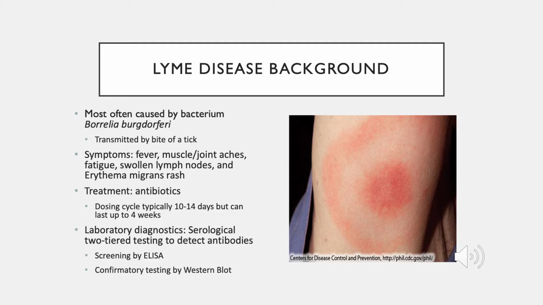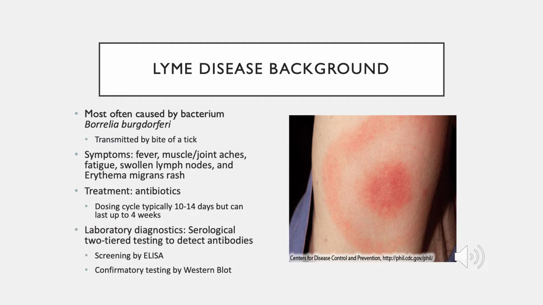In some clinical cases, an erythema migrans rash can develop. It does typically give a bullseye appearance, but takes several days to form. Treatment for Lyme disease is usually a full dose of antibiotics such as doxycycline. On average, the treatment dose can last 10 to 14 days, but in some cases, it can be prescribed up to 4 weeks.